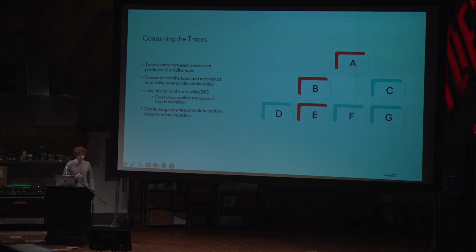And then we can also leverage any relevant attributes from traces in order to improve this causal analysis. So we can look at the specific response code, the error type, the data center, anything that's relevant, that we can store and use as a means of refining our analysis.